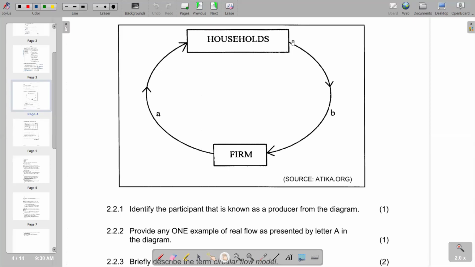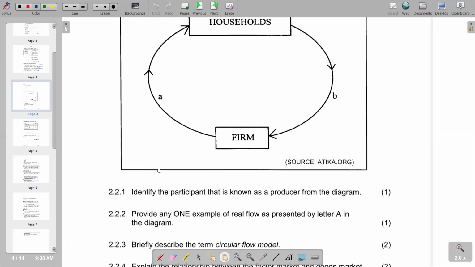So the movement from households to firms comes in the form of money as the households buy the goods. So basically, we are saying the producer is the firm. So we have the firm as the producer. Then we go to the next part.